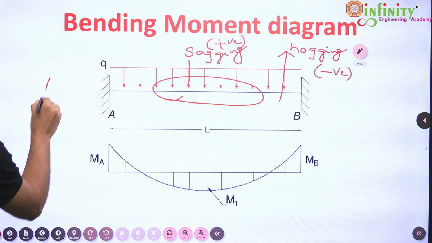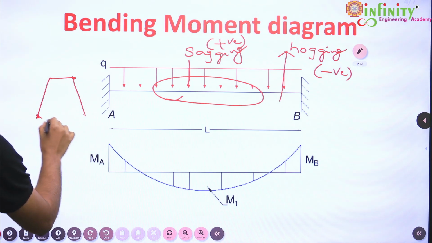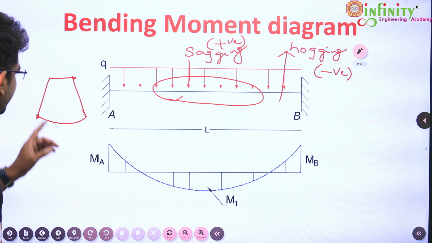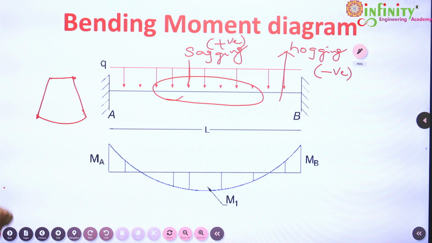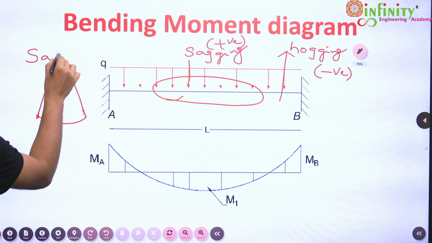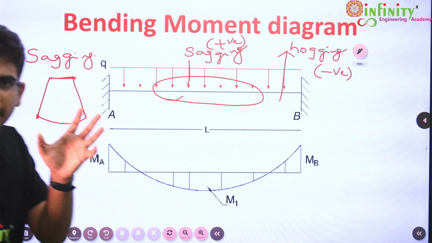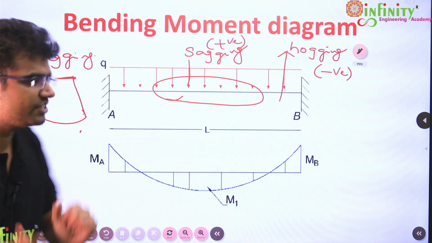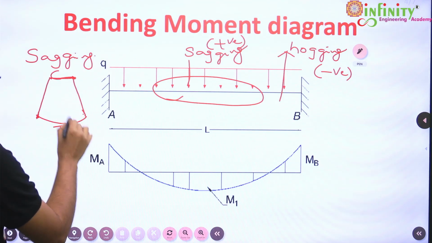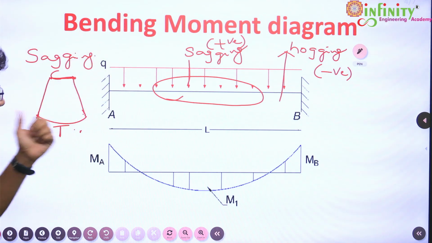Now suppose the bending moment is positive, then whatever the cross section is there, whatever the fibers are there, they will bend like this, subjected to expansion or contraction like this. So in case of the sagging moment, the top fibers will be subjected to compression, and the bottom fibers will be subjected to tension.